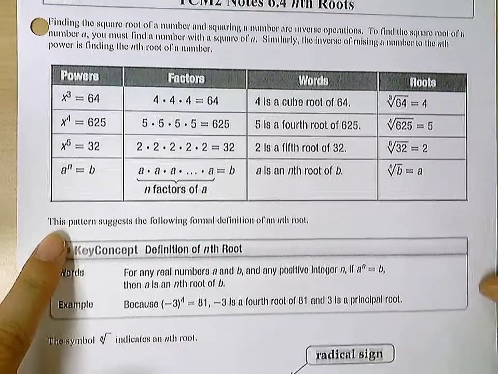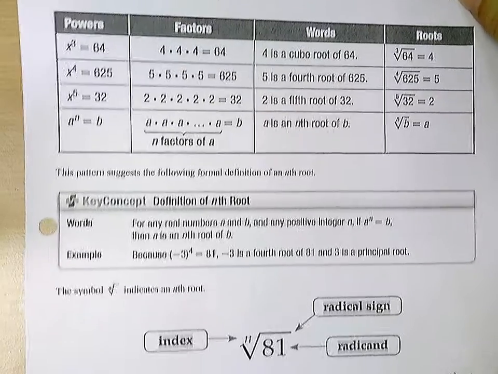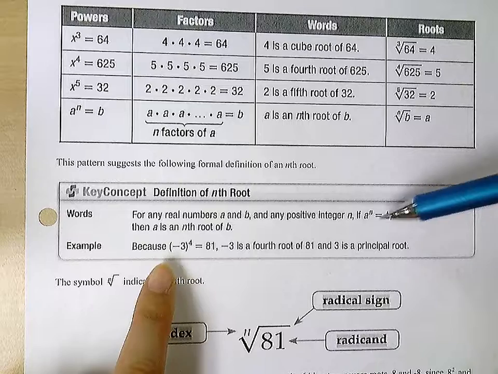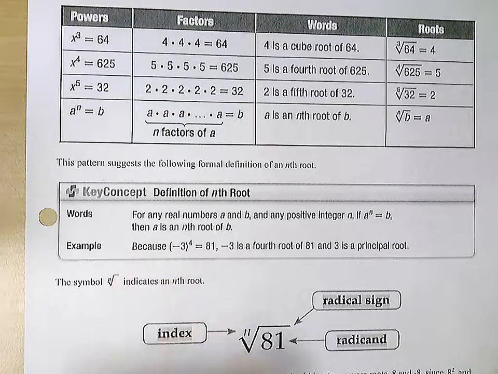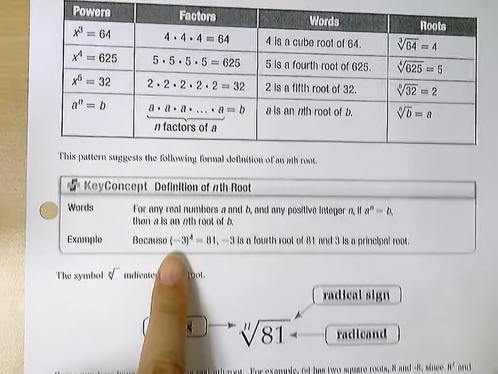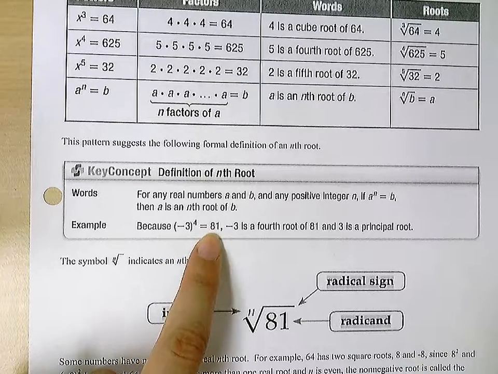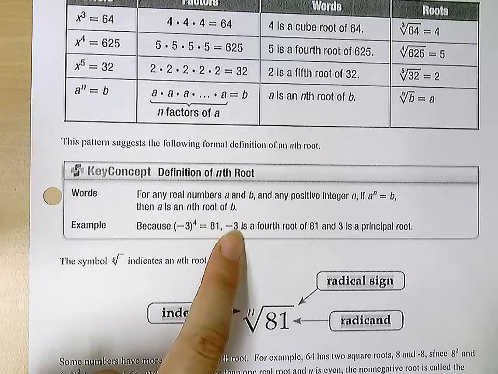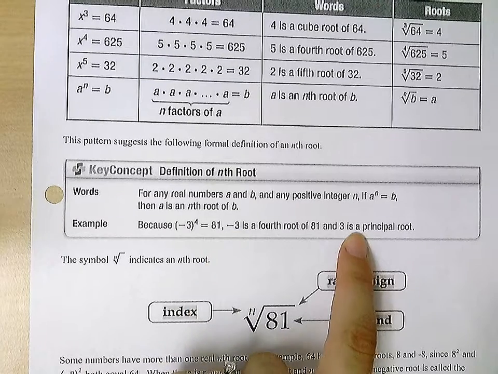So this pattern suggests the following formal definition of an nth root. For any real numbers a and b and any positive integer n, if a to the nth equals b, then a is the nth root of b. So an example: if I have negative 3 to the fourth power, I end up with 81. So negative 3 is a fourth root of 81, and 3 is the principal root.